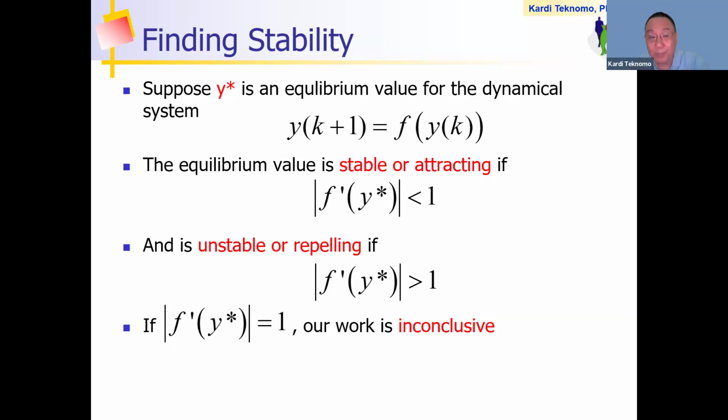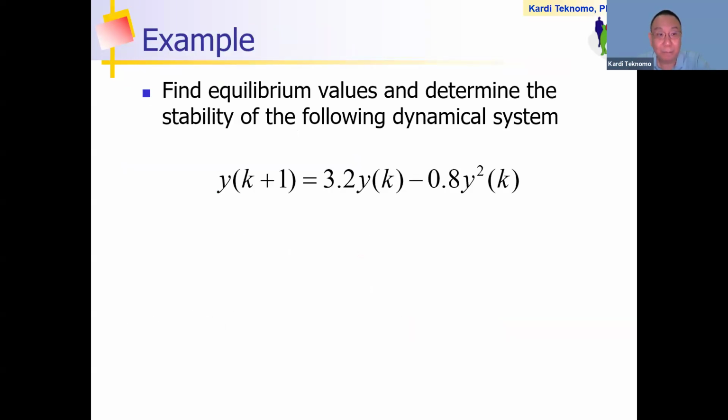Say this is supposed to be your difference equation. Now, if you want to check whether your equilibrium value is stable, you take the first derivative and then take the absolute value. If it is between -1 and 1, that means your equilibrium is stable. If your first derivative is larger than 1 in absolute value, then it is unstable. If exactly 1, we don't know whether it's stable or unstable.